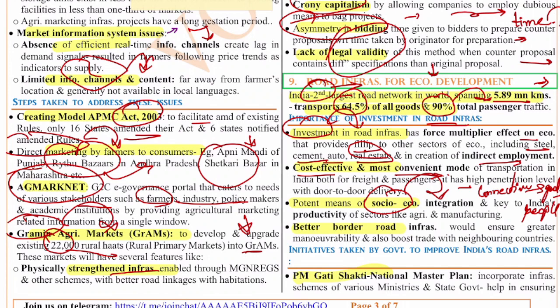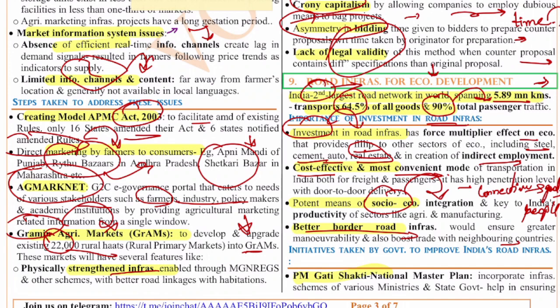Also, better border roads infrastructure would ensure greater maneuverability. And so if you see overall, there are a lot of areas where the construction of railways is not possible, especially in the hilly terrain and all. In those kinds of areas, especially, the roadways will help.